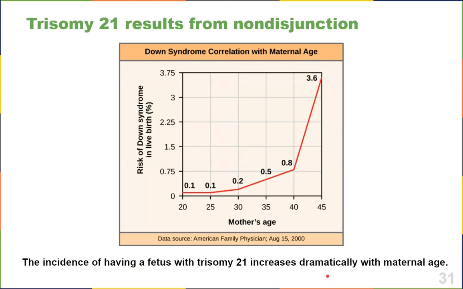So again, trisomy 21 and other genetic disorders that result from non-disjunction are going to increase with age. So you can see where at 20, 25, it's pretty low, but once you hit 30, the OB, the obstetrician, is going to request that you get a genetic test if you become pregnant. And then it really increases with age above 40.